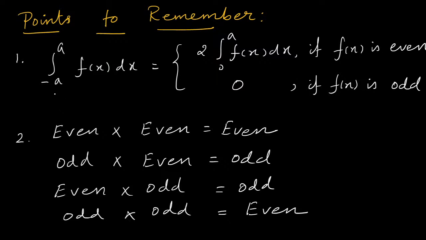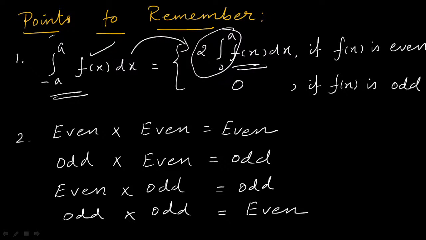Next, some points you should remember. The first one is integral from minus a to a of f of x dx is equal to twice the integral from 0 to a of f of x dx whenever f of x is an even function. If f of x is an even function, you can immediately write this integral as twice the integral from 0 to a of f of x dx.